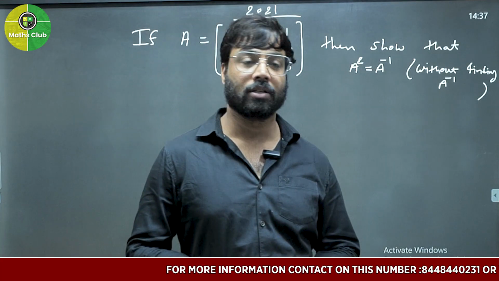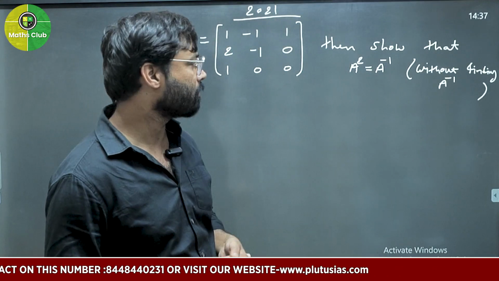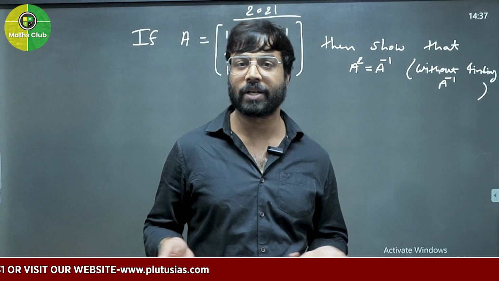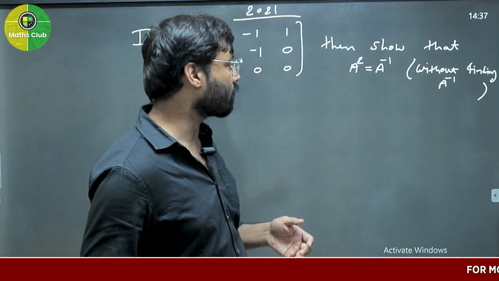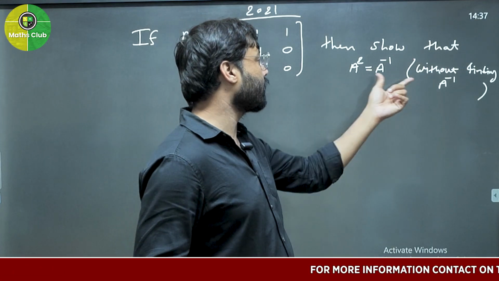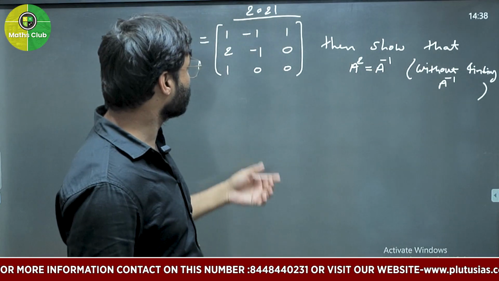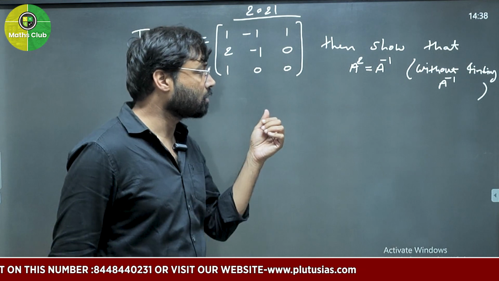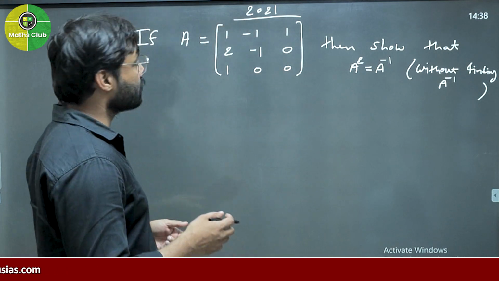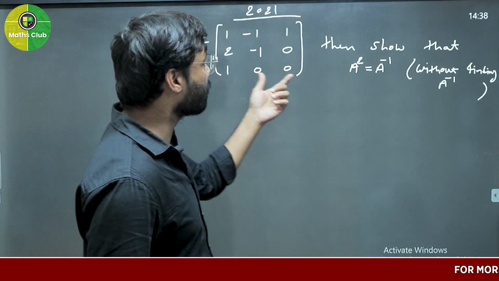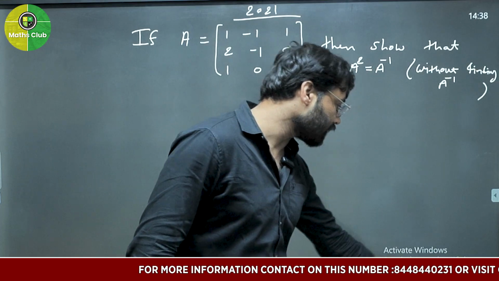We know how to find the A inverse. That means the inverse of a matrix is found using the determinant and adjoint and so on, even by using the echelon form, reduced echelon form and so on. So without finding the A inverse, we have to show that A square equals A inverse. Actually, this question is asked as an application of the Cayley-Hamilton theorem. So we will see that through the Cayley-Hamilton theorem we can prove that A square equals A inverse. So first we will see what the Cayley-Hamilton theorem is.